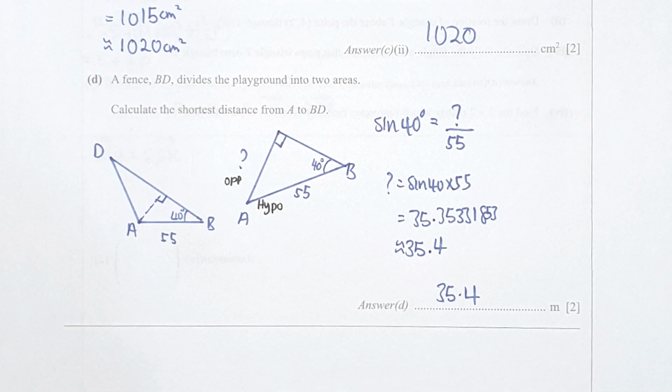Question D. BD divides the playgrounds into 2 areas. Calculate the shortest distance from A to BD. So we'll be focusing on the triangle that I've drawn over there. We have 40 degrees, we have AB's value, and the shortest distance is actually the opposite of 40 degrees. And the 55 is the hypotenuse of 40 degrees. So sine 40 equals unknown over 55.